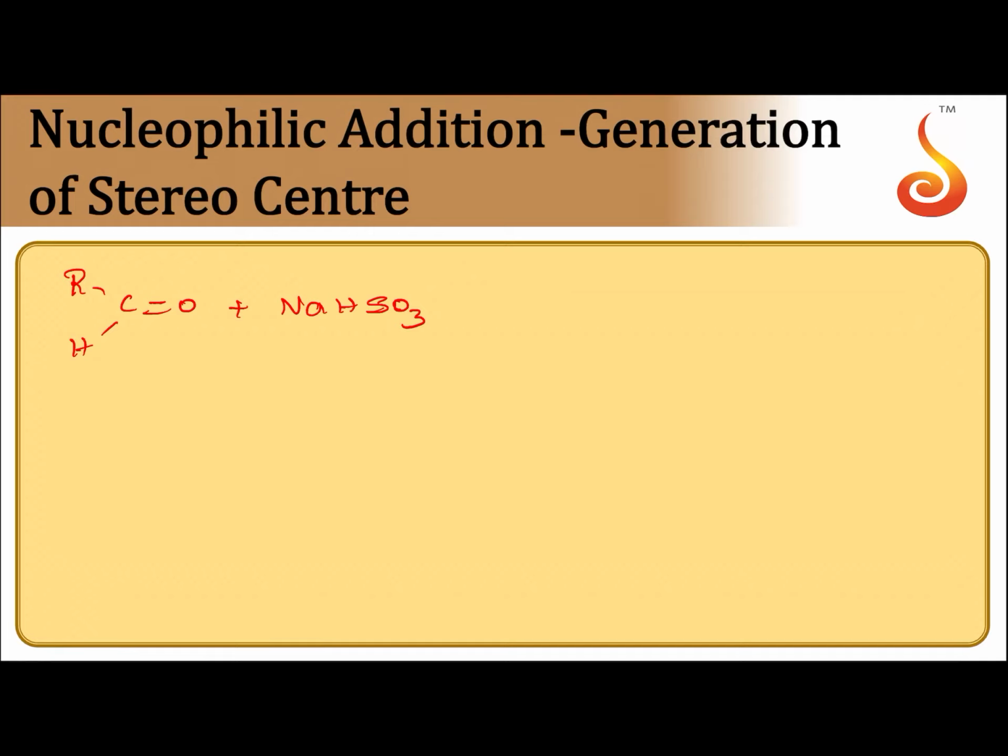Aldehydes and ketones react with sodium bisulfite. Which ketones react? Methyl ketones, aliphatic methyl ketones. Most of the aldehydes and aliphatic methyl ketones which are not sterically hindered react with sodium bisulfite solution to form an addition product. I am repeating again, aldehydes and aliphatic methyl ketones which are not sterically hindered, when treated with a saturated solution of sodium bisulfite, add a molecule of sodium bisulfite to form a bisulfite addition product.